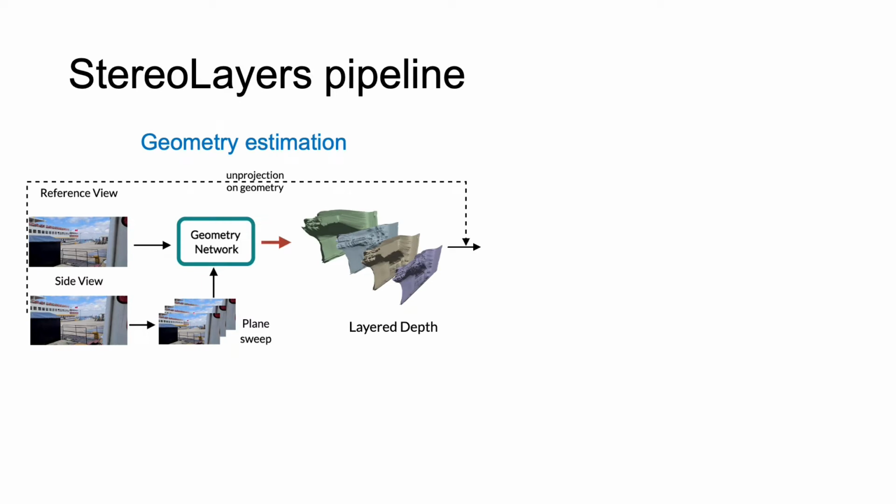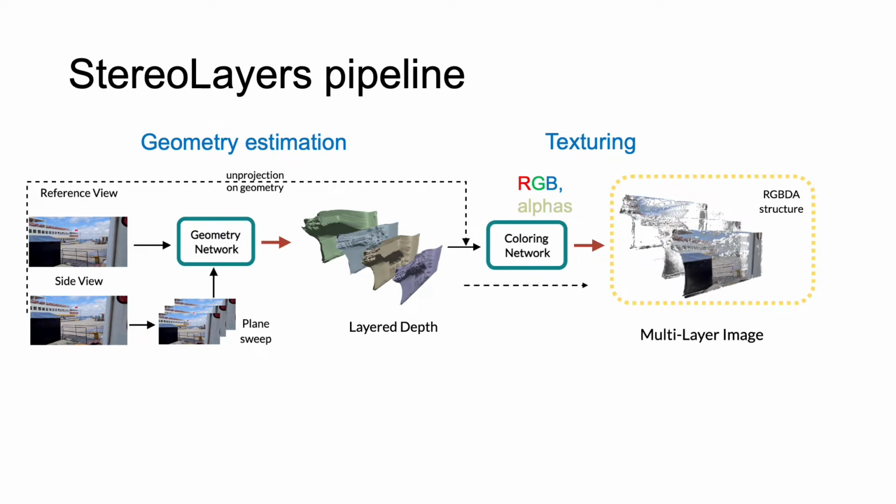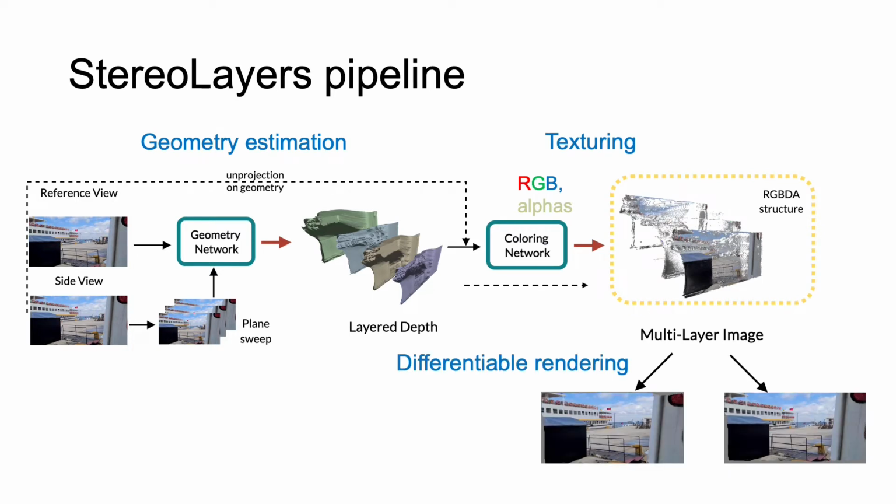In contrast, our method initially estimates the proxy geometry as several non-rigid layers. Afterward, the color and opacity channels for the predicted layers are recovered. Both steps are implemented with deep convolutional networks. These networks are trained together with photometric supervision in an end-to-end manner on a dataset of videos.